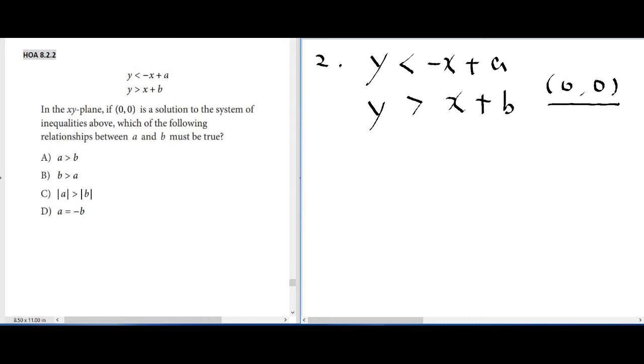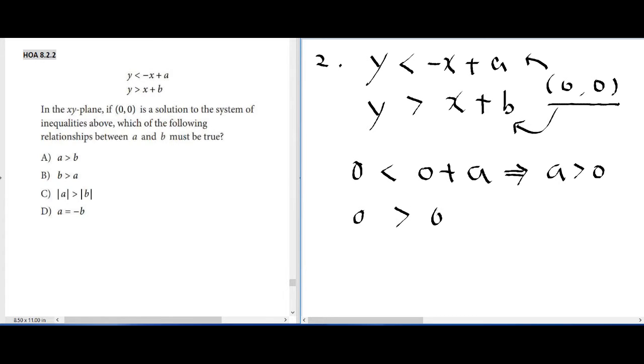So it must satisfy both inequalities, right? And then you need to find the relationship between a and b. You don't care about the relationship between a and b at first. You first consider (0, 0) as the solution, so I want to plug in here. If you plug in, 0 less than 0 plus a, which means a is greater than 0, which means positive, right? If you plug into the second one, 0 greater than 0 plus b, which means b is less than 0.